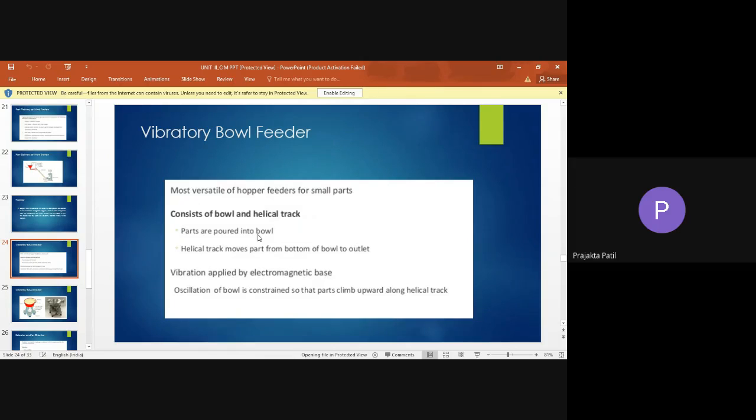This is the most versatile hopper feeder for small parts. It consists of a bowl and a helical track. Parts are poured into the bowl. This is nothing but the hopper. The helical track moves parts from the bottom of the bowl to the outlet.